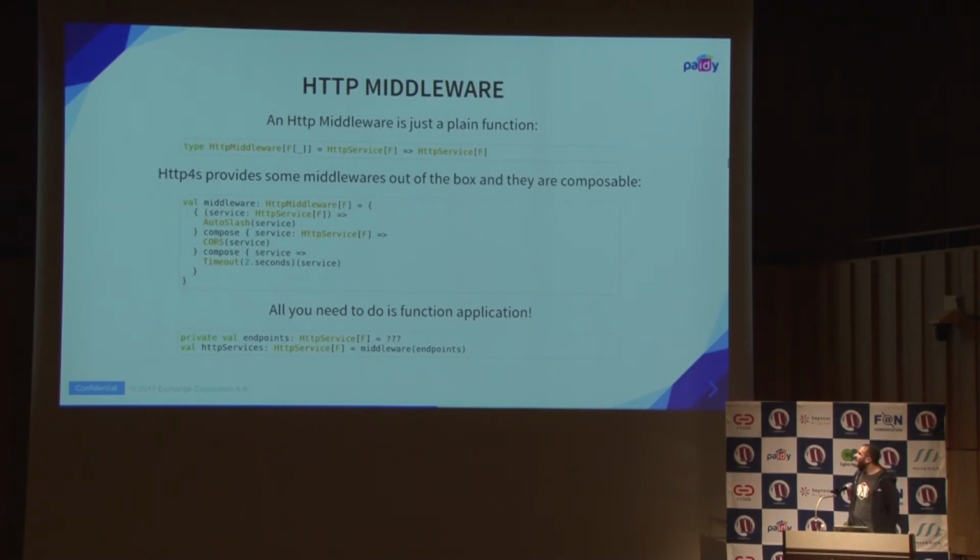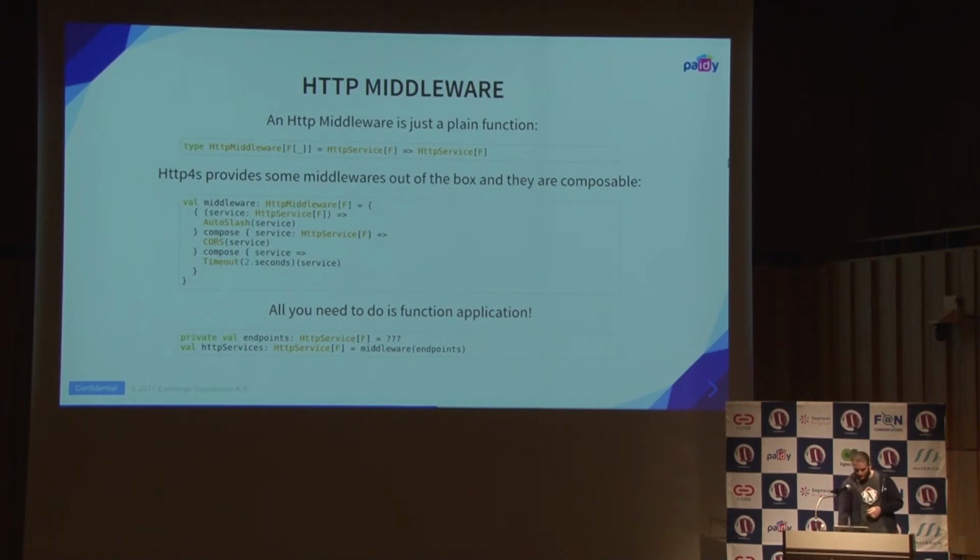HTTP middleware. An HTTP middleware is a function from HTTP service to HTTP service. And HTTP4S provides a few middlewares out of the box. If you check the middleware package, you will see there's a lot to play around with. But the most common ones that I use all the time are CORS, the cross-origin request, and also a timeout, a generic timeout for all the requests. And you can compose them.